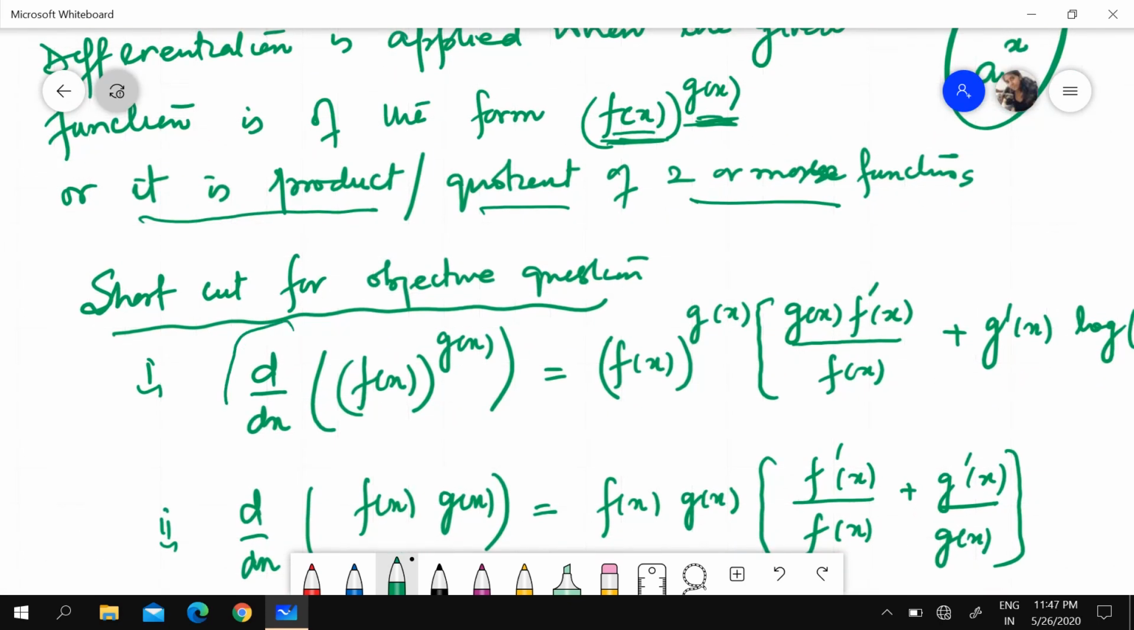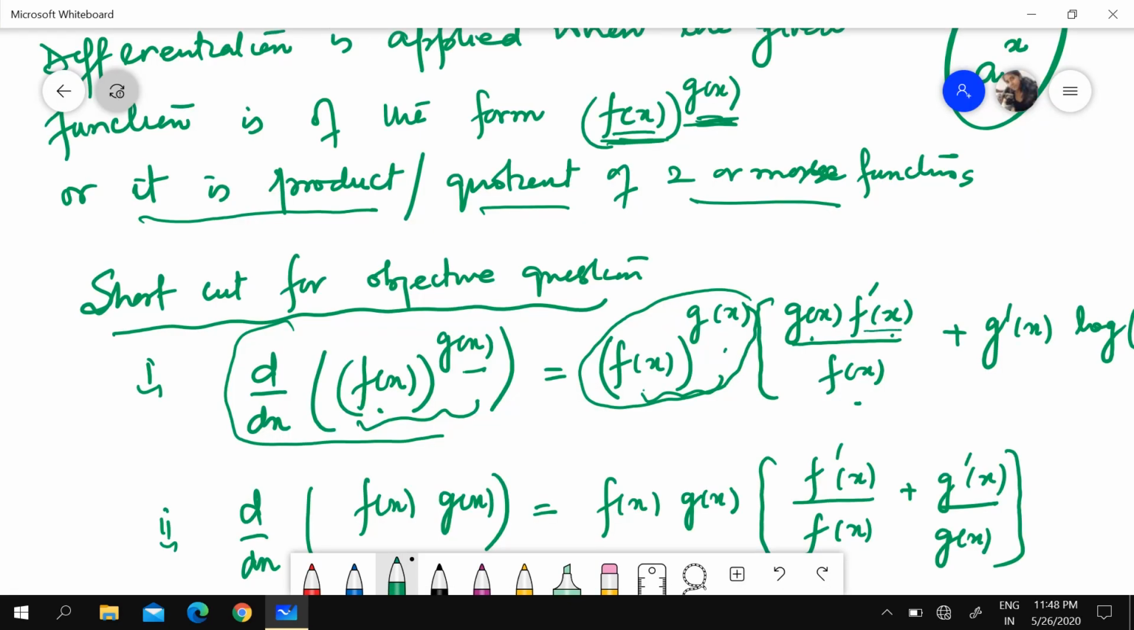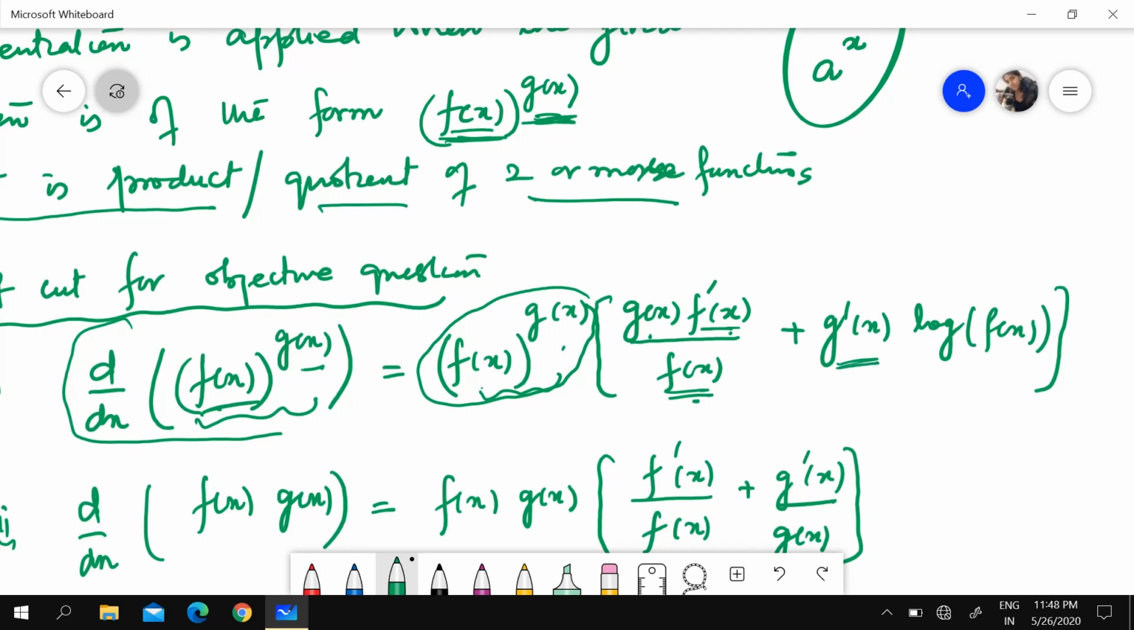Suppose you have function raised to power function. Then its differentiation is the same. Whatever expression is given here, you have to write that expression. Then exponent into derivative of base upon base. Listen carefully: the given expression as it is, into the exponent, whatever is in the power, multiplied by derivative of base divided by base, plus derivative of exponent into log of base.